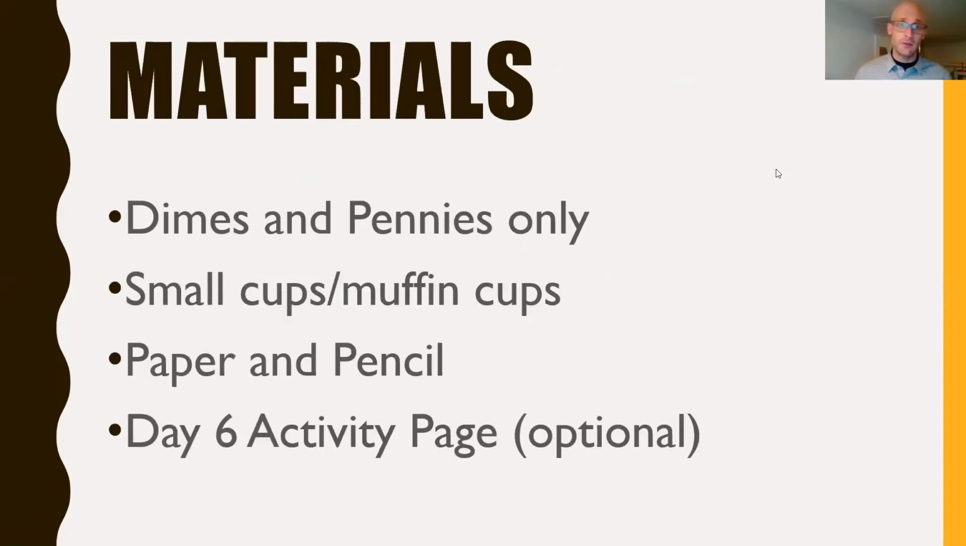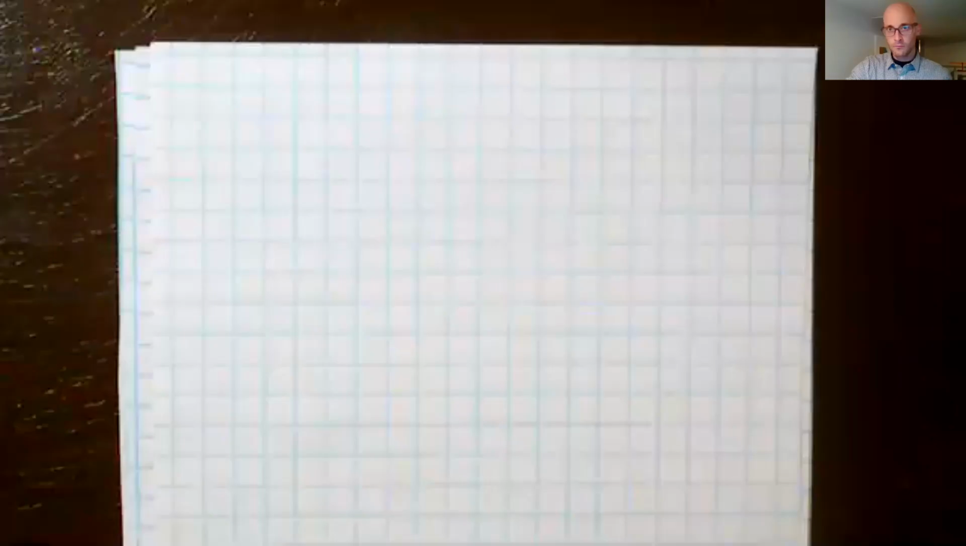Today you need dimes and pennies for checking your answers. We need small muffin cups that we're using to organize our change, paper and pencil, and the day 6 activity page. That's optional if you want to print that off the PDF from your teacher. Otherwise, I'll show you how to make it right now.